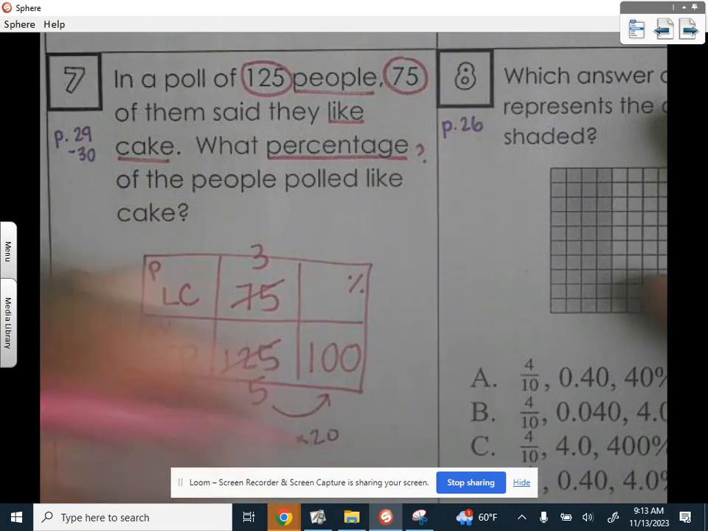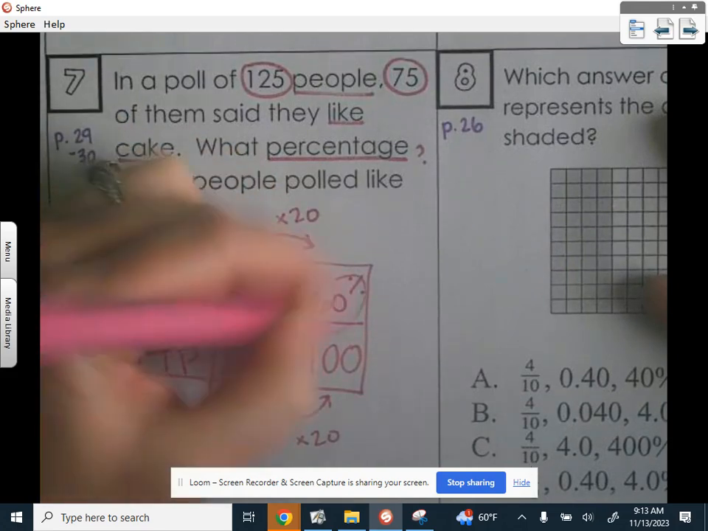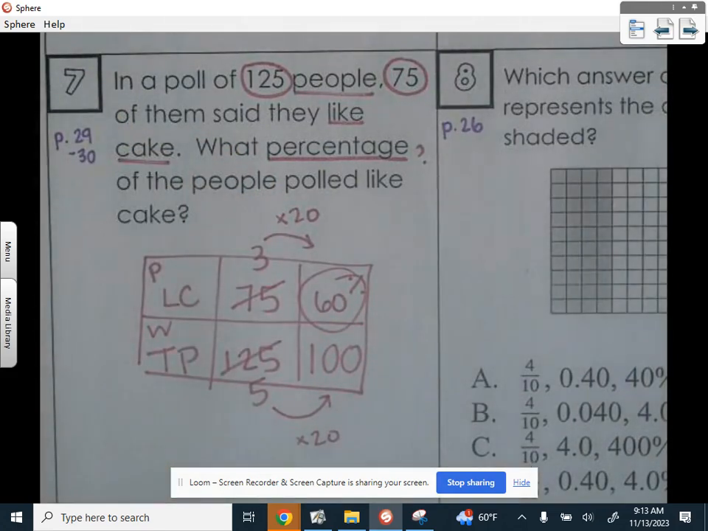Now I know that 5 times 20 is 100. 3 times 20 is 60. So 60% of them liked cake.